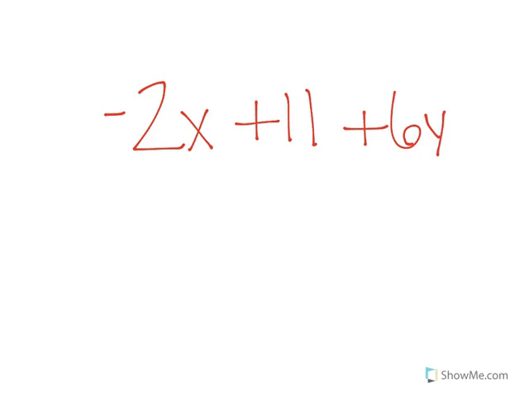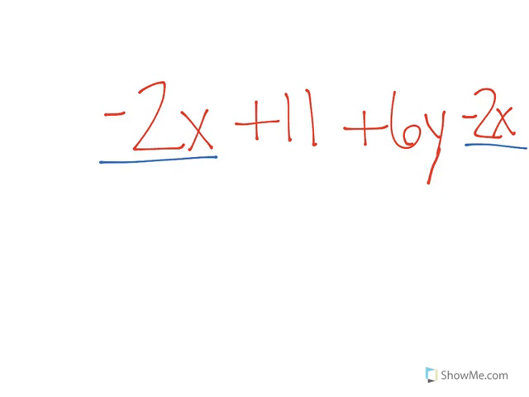Oh, that's a terrible x. Oops. Keep it 6y minus 2x. Okay. Negative 2x plus 11 plus 6y minus 2x. All right, so what do we have in common here? Now we have some x's. I got x's here. I have x's here.